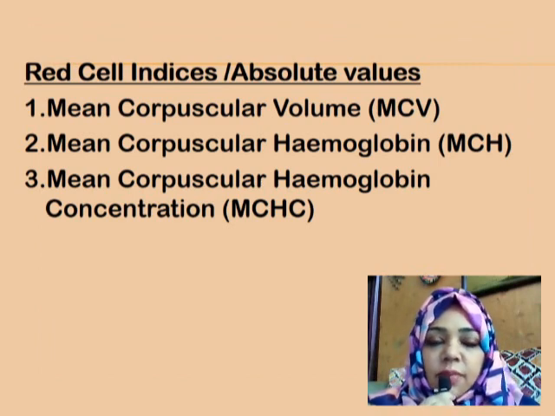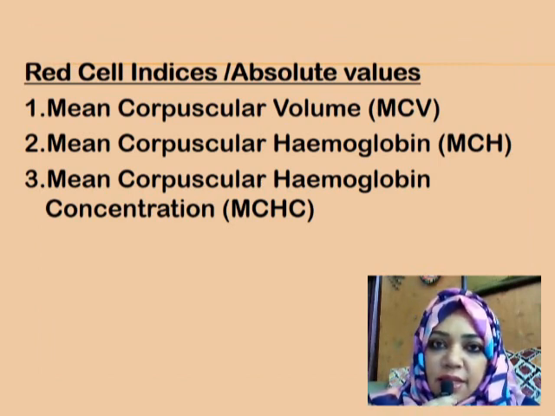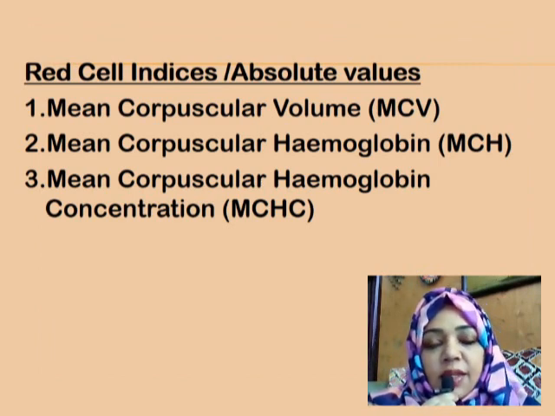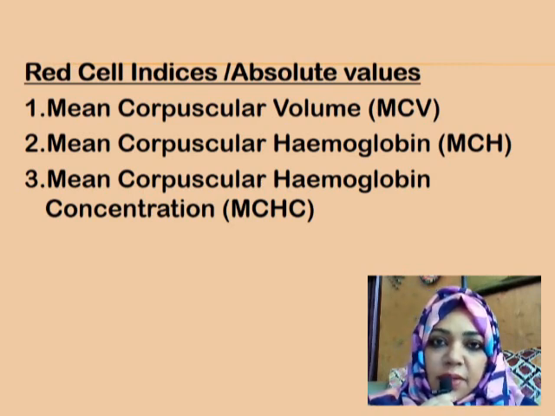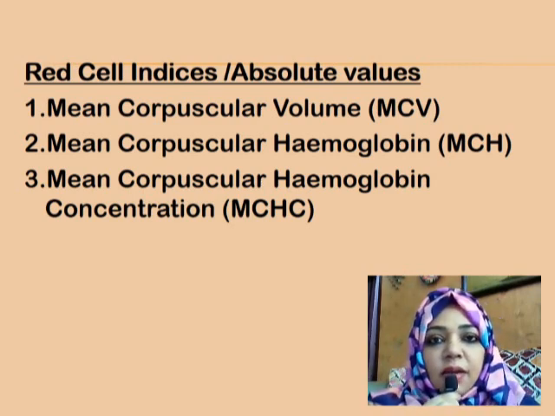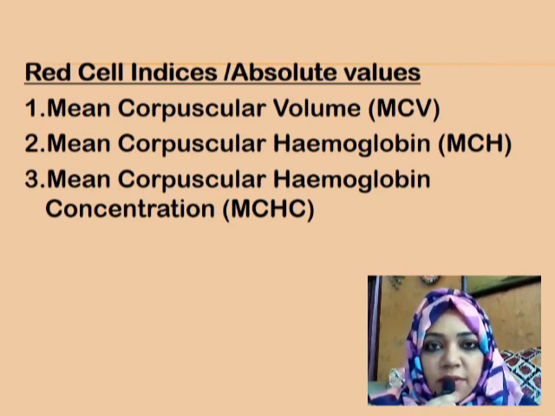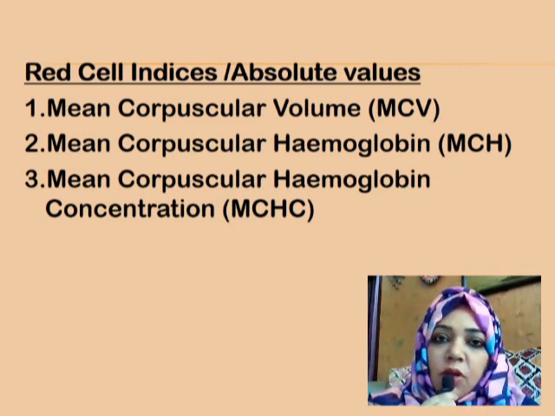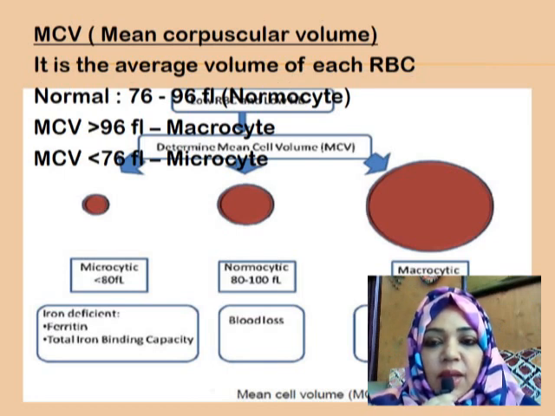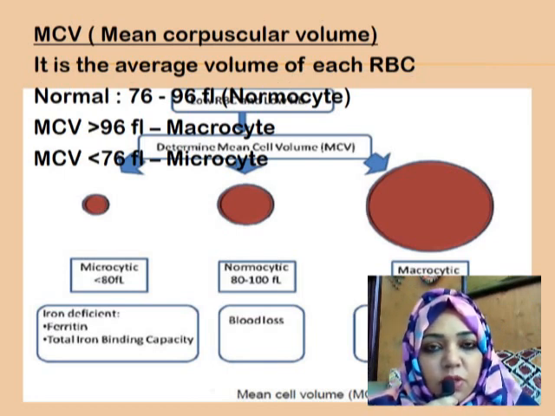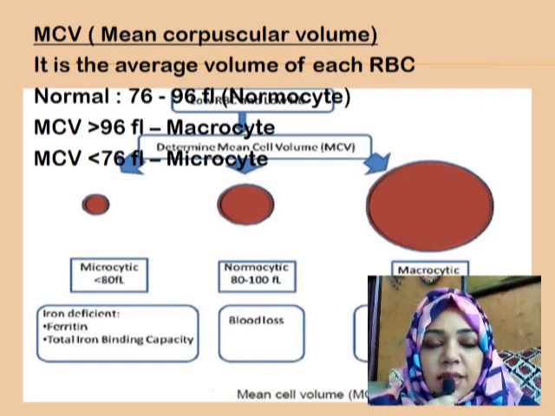For detection of anemia, we need to know the red cell indices or absolute values. These are calculations that give us information on the physical characteristics of RBC. The red cell indices are mean corpuscular volume MCV, mean corpuscular hemoglobin MCH, and mean corpuscular hemoglobin concentration, that is MCHC.